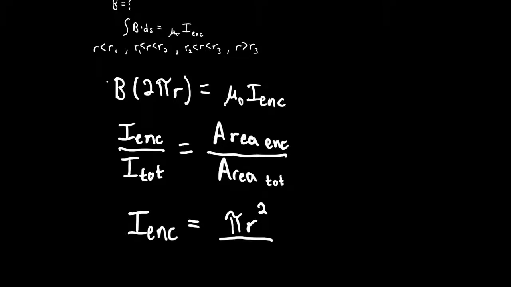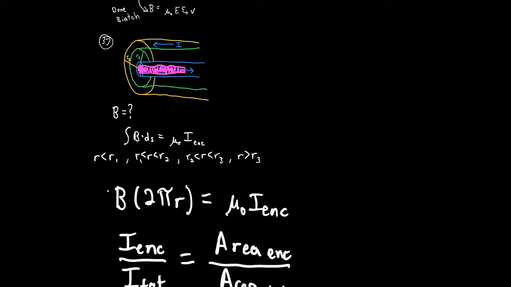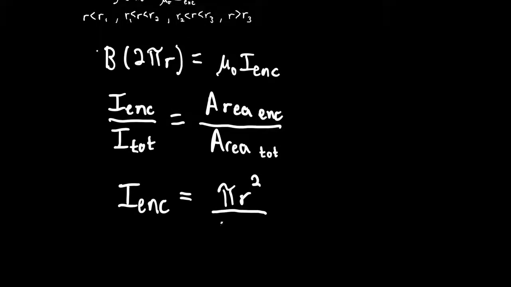Divided by the total area. What's the total area of all the charge? If I would include all that wire. Same thing with R1. Pi R1 squared. And then I multiply my total current to the other side. I enclosed, multiply the I over here. What happens to pi? Goes away.